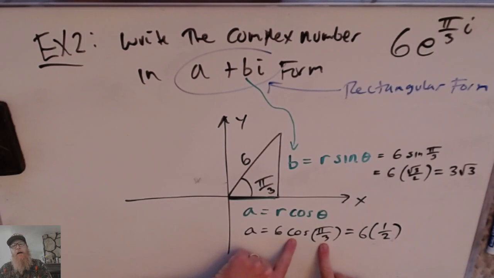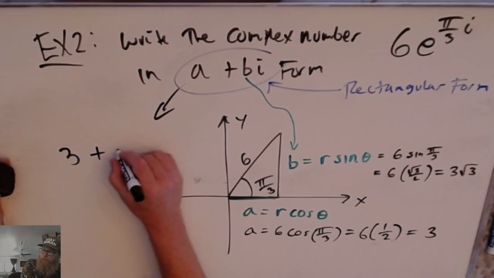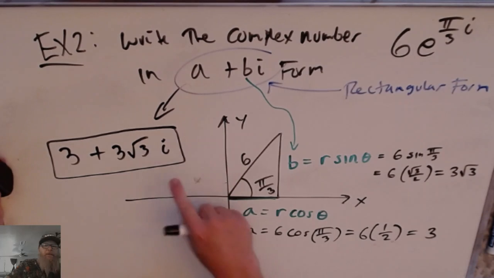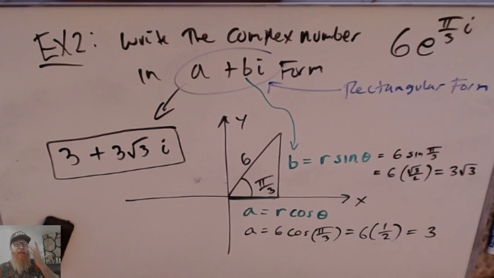A cosine of pi over 3 is 1/2, so that one comes out nice. So the answer is 3 plus 3 root 3 and then i. Be careful and make sure that the square root symbol doesn't accidentally or unintentionally cover the imaginary number i. I shouldn't call it a letter, it's a number.